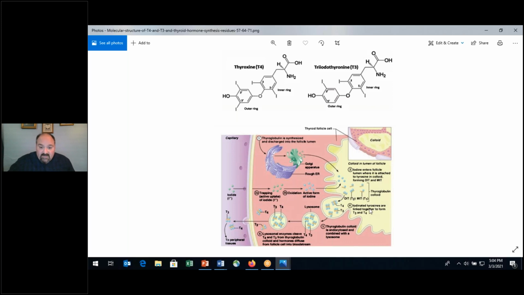Now it gets further addition of iodine in order to create and be packaged in these lysosomes within the colloid, T3 and T4. Now you'll see here that lysosomal enzymes will then cleave T4 and T3 from the thyroglobulin colloid, and hormones diffuse from the follicle, right? So from this follicle into what? Into the cardiovascular system, and they'll be attached to plasma proteins and, like I said, sent out to all the tissues of the body, because all the tissues of the body have receptors for thyroid hormone.